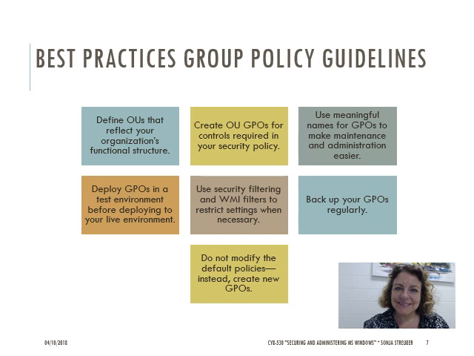Here are a few additional guidelines that should result in simple and effective group policy. You want to define your OUs so that they reflect your organization's functional structure. Then you want to create GPOs for these OUs for those controls that are required in your security policy. You also want to use meaningful names for GPOs to make the maintenance and administration easier.